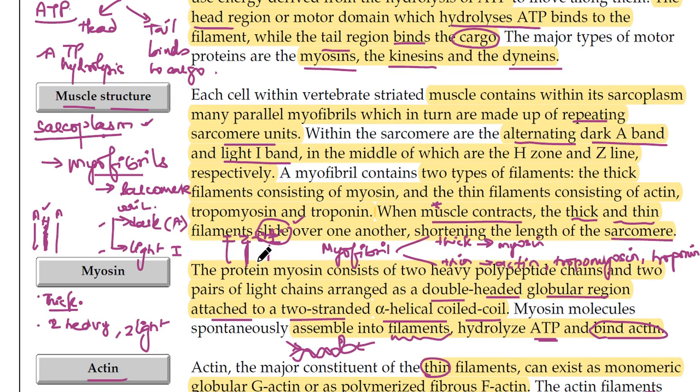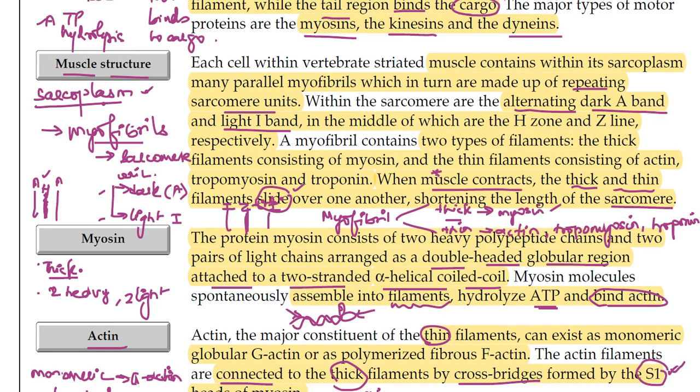Z line. One more thing, these myofibrils contain thick and thin filaments. The thick filament is myosin, and the thin filament is actin, tropomyosin and troponin. Whenever a muscle contracts, the thick and thin filaments slide over one another, causing the shortening of the sarcomere. Next is myosin. So we are studying the structure of a muscle.